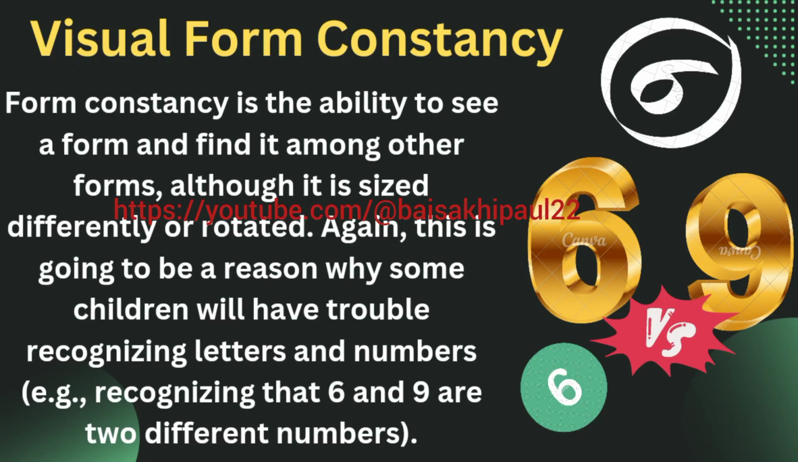Form constancy is the ability to see a form and find it among the other forms, although it is sized differently or rotated. Again, this is going to be a reason why some children will have trouble recognizing letters and numbers. For example, recognizing that 6 and 9 are two different numbers.